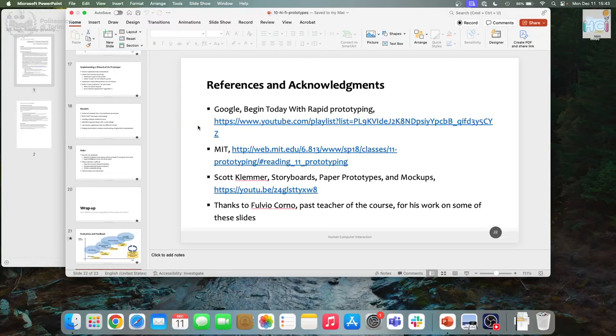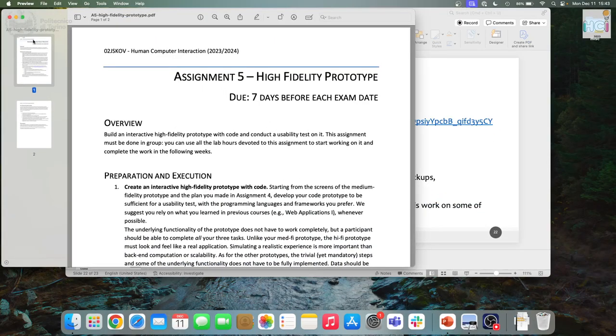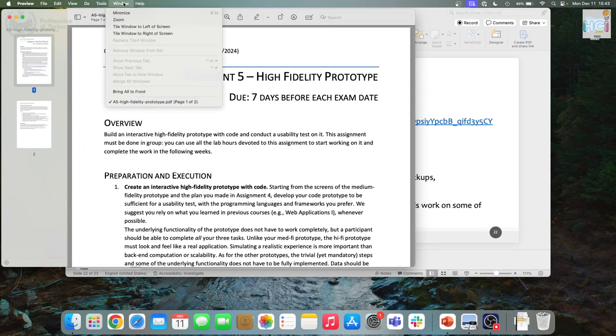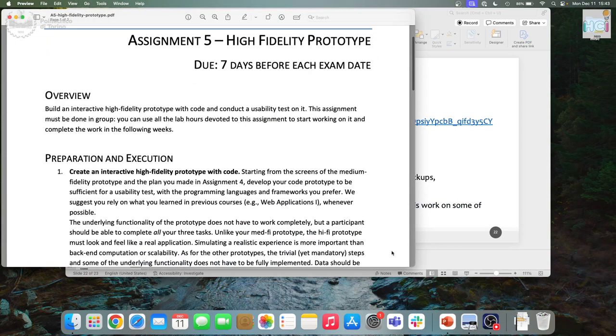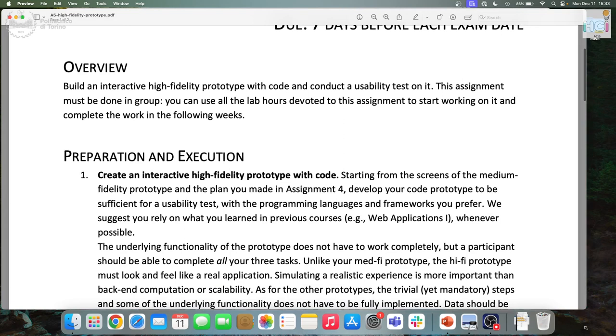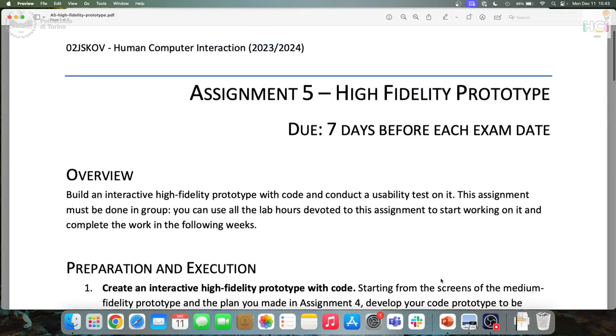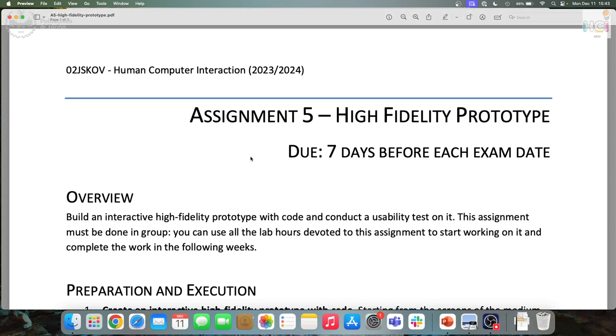And this closes the lecture about high fidelity prototypes. But before we leave, let me show you the assignment that is online already. So this is the last assignment, the high fidelity prototype, that is due 7 days before the exam date, where the group is going to present the work. So if you want to present on the 13th of February, it's 7 days before the deadline for delivering these and the final reports that include some of these.